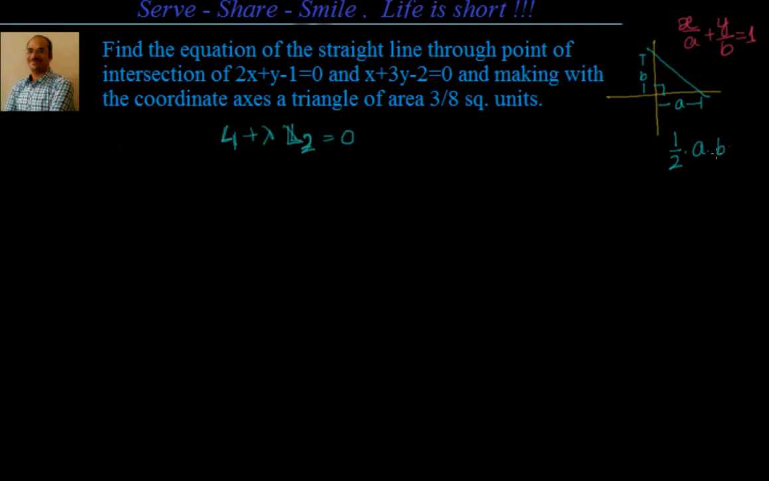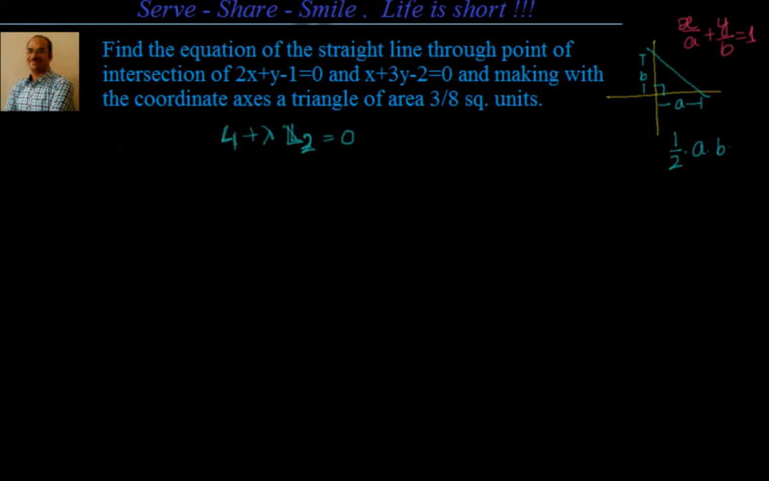Okay, right. Now what we will do is we will use L1 plus lambda L2 and try to get an equation in the form of x by A plus y by B equal to 1. After that, I can find out the values of A and B and equate to the area whatever is given to us. So first we will try to find the equation.